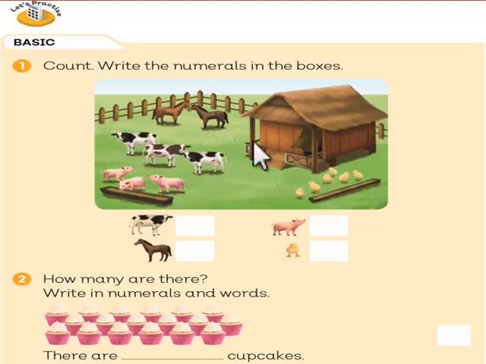So how many cows are there? Let's count. 1, 2, 3. So there are 3 cows. How about pigs? How many pigs are there? Can you count the pigs? These are the pigs. 1, 2, 3 pigs. Next, how about horses? How many horses are there? 1.